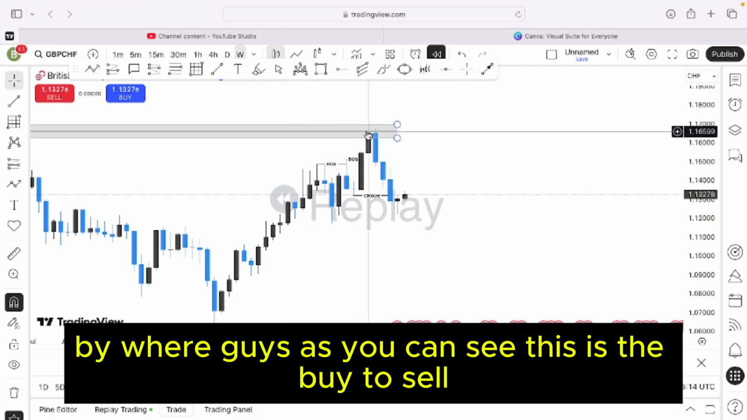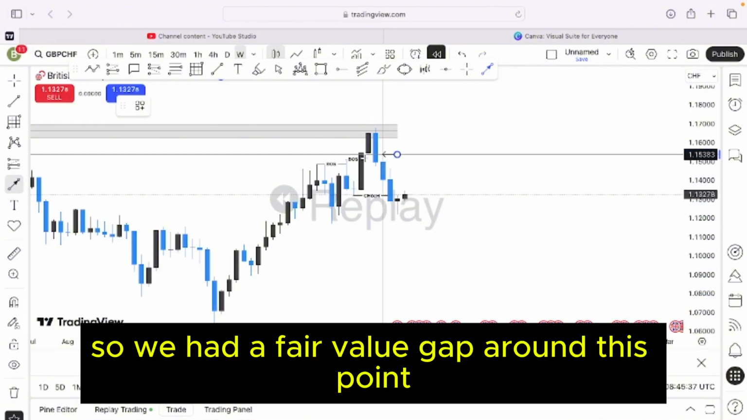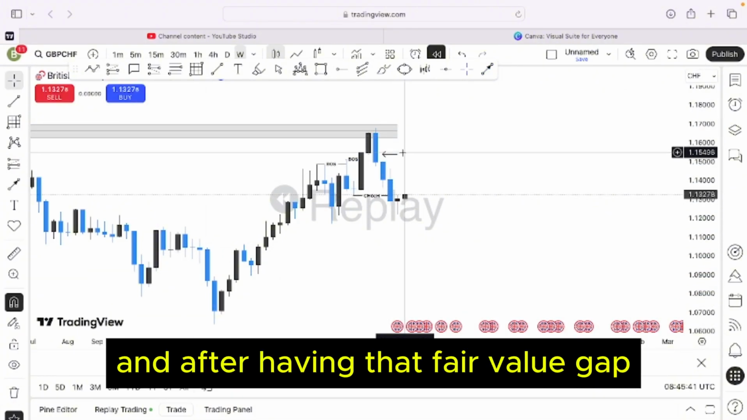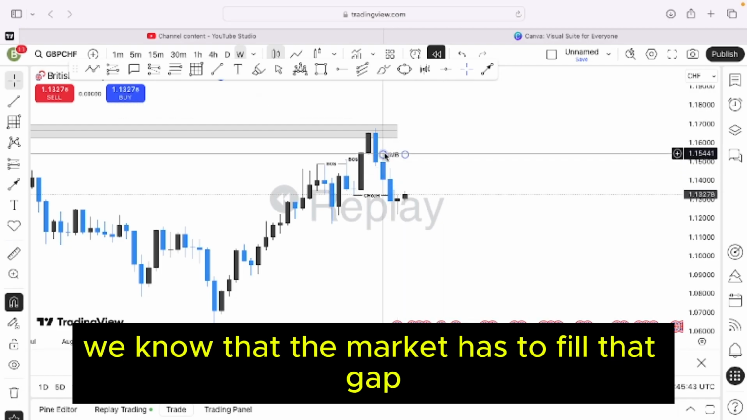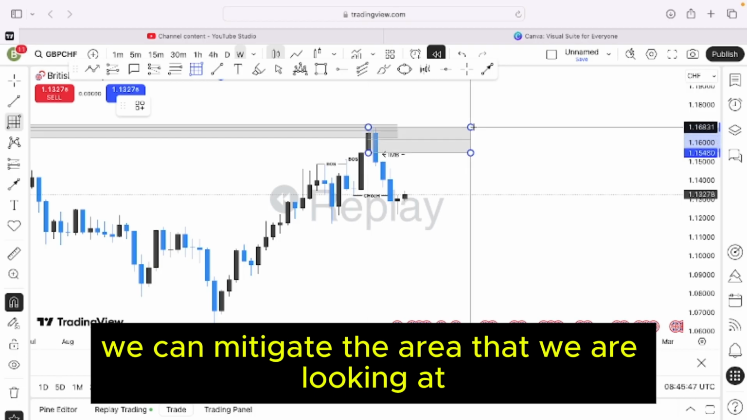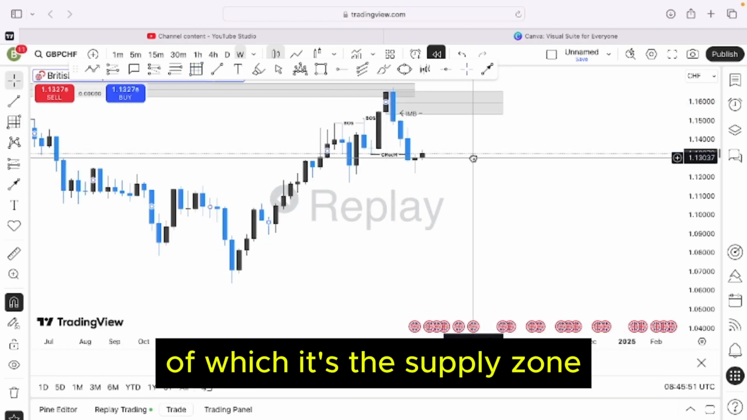As you can see, this is the buy to sell, which means this is your area of interest. So we had a fair value gap around this point, and after having that fair value gap, we know that the market has to fill that gap, and after filling that gap, we can mitigate the area that we are looking at, which is the supply zone, just like that.